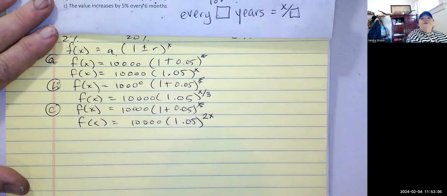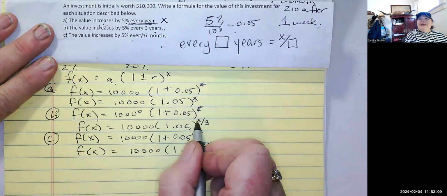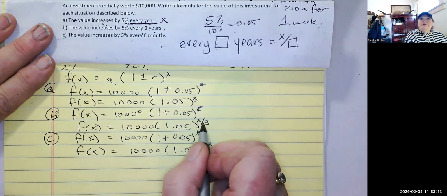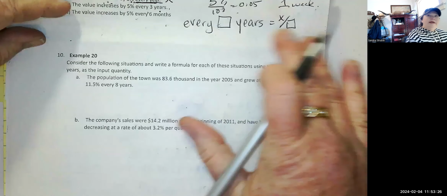Okay. So for this one, it's just going to be x because it's every year. This one, the exponent is going to be x divided by 3 because it happens every 3 years. And then this one is going to have to be 2x in the exponent because it happens twice a year. Again, everything is based off of a 1 year model. Okay. So let's go to example 20.